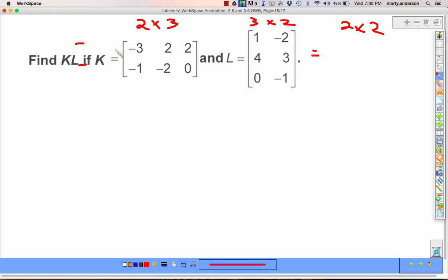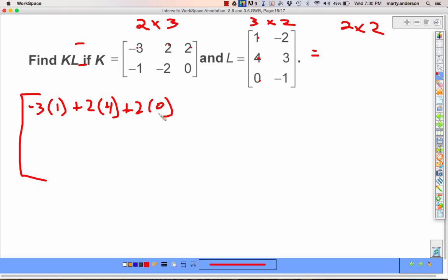So I'm going to take the first row and spin it times this first column. The 3 will match here, this will match here, this will match here. Here we go. Negative 3 times 1 plus 2 times 4 plus 2 times 0. That was the first row, first column. Now first row, second column: negative 3 times negative 2 plus 2 times 3 plus 2 times negative 1.